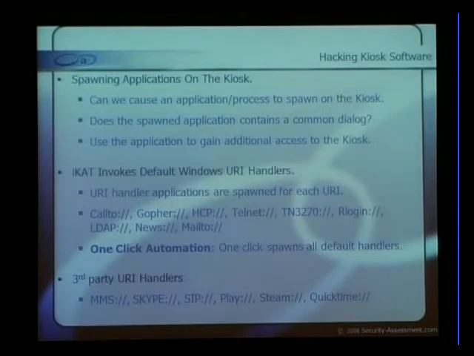Now what I've done is I have a little one-click automation button where you click something and basically stuff just starts popping up. Everything on the system that can pop up essentially will pop up. So it's a very fast method of just getting something that's not the kiosk browser to pop up. I also support all third-party URI handlers: MMS, Skype, ZIP, Play, Stream, QuickTime, etc.